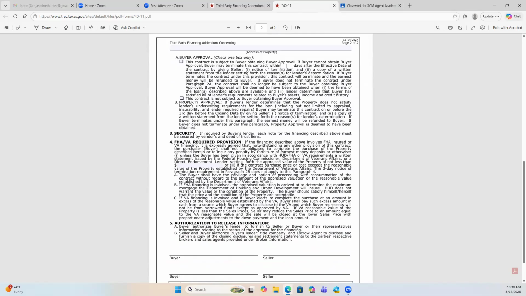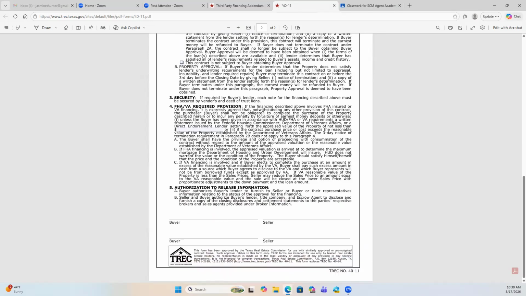Number three just talks about security of the vendor, the deed of trust, things like that. If you don't pay, you don't stay, basically. So there's a security here. And then your FHA provision and VA required provision here. Number four is just talking about the appraisal amount. Now, in another video, the addendum to terminate due to lender's appraisal, we talked about appraisals not meeting value and things like that. But I also was very clear that that document is not used for FHA or VA financing because in the third party financing addendum, we cover it here.